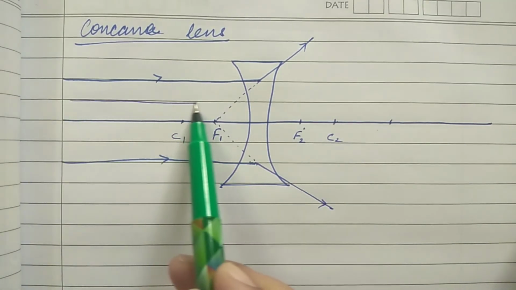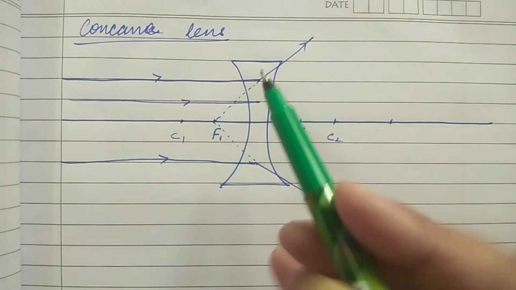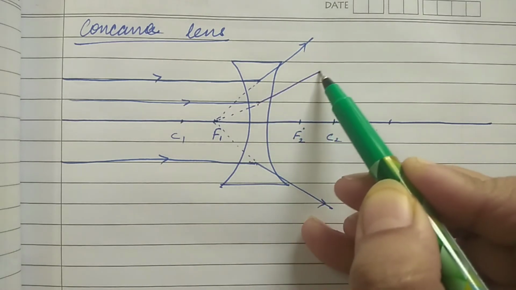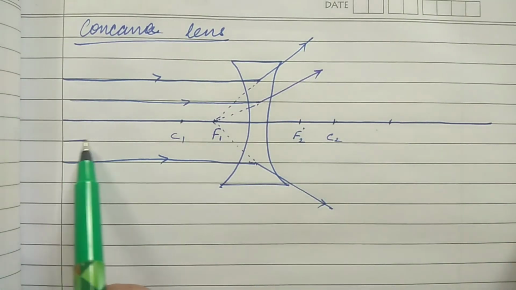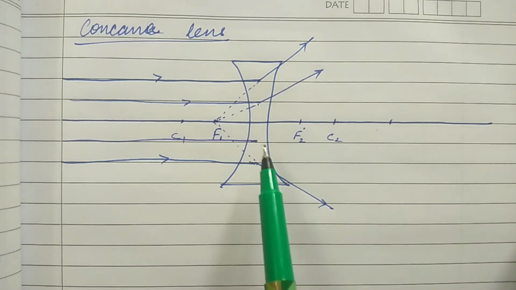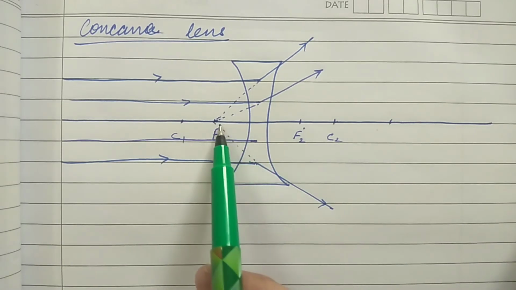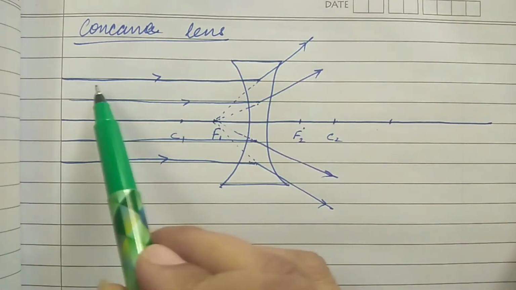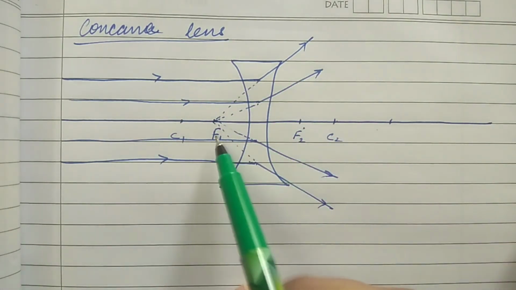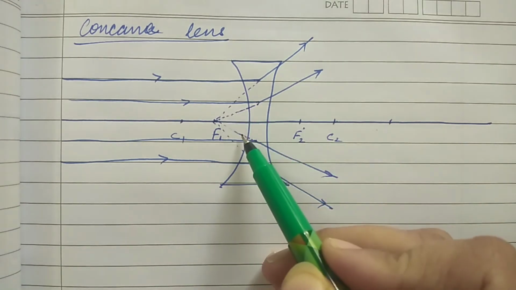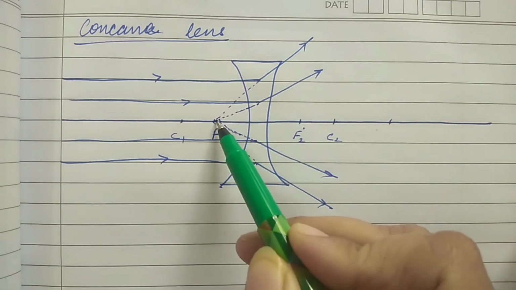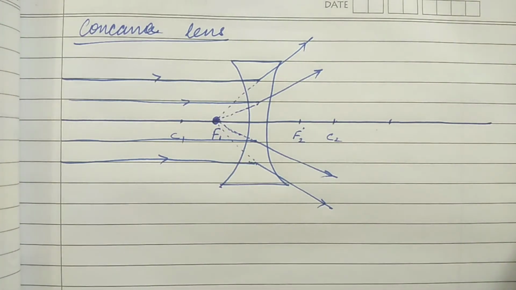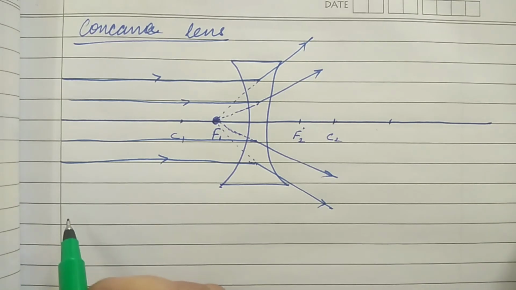Two more rays we can draw. So this is parallel ray. Again, it will appear that it is coming from the focus. So this is the actual path of the rays, but when you will extend them in the backward direction, it will appear that they are coming from the focus. So here, virtual image, point-like image would be formed at the focus. So first case we have discussed.